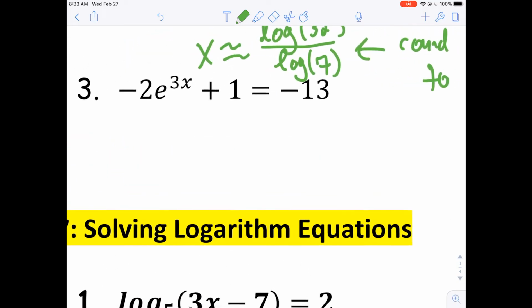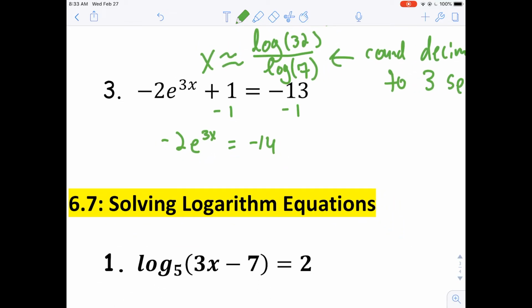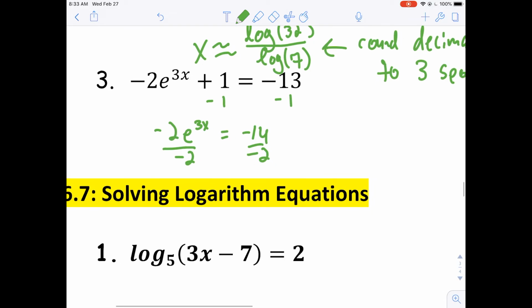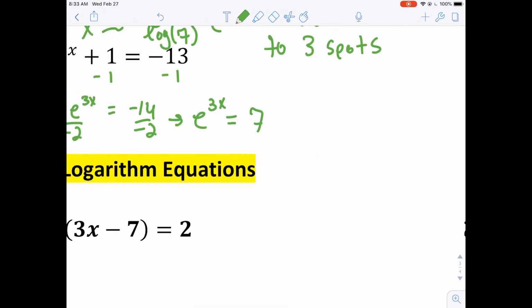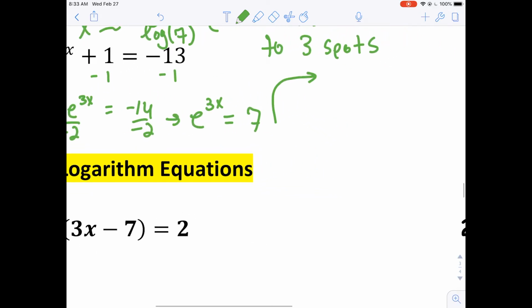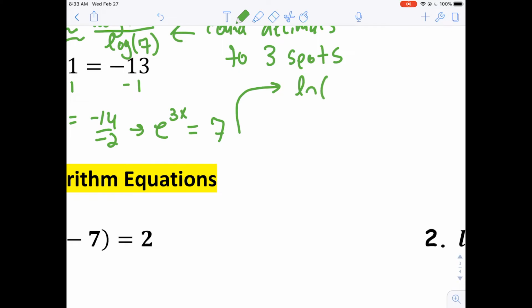Alright. So remember when we're doing these, we always have to isolate the exponent. So we have to subtract the 1: negative 2 e to the 3x equals negative 14. Divide by negative 2, we're going to get e to the 3x equals 7. And now we can take the natural log of both sides. So we have natural log of e to the 3x equals natural log of 7.